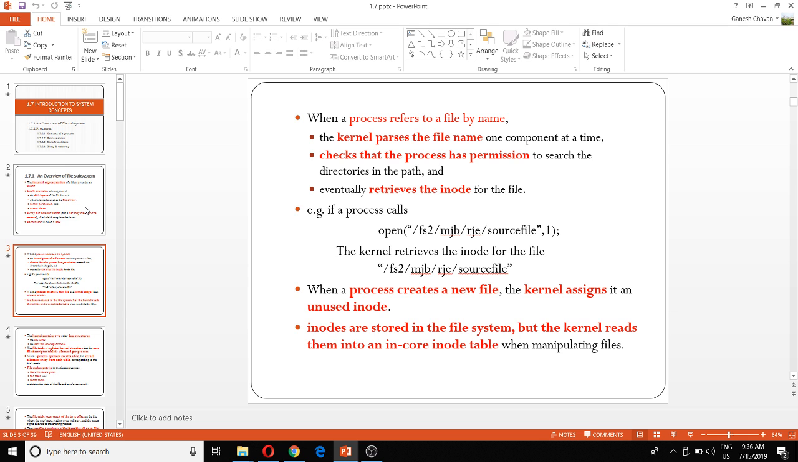When a process refers to a file by name, the kernel parses the file name, one component at a time, checks that the process has permission to search the directories in the path, and eventually retrieves the inode for that particular file. For example, if a process calls open on a source file, the kernel retrieves the inode for that file. When a process creates a new file, the kernel assigns it an unused inode. Inodes are stored in the file system, but the kernel reads them into an in-core inode table when manipulating files.